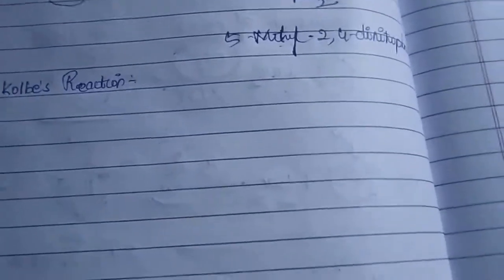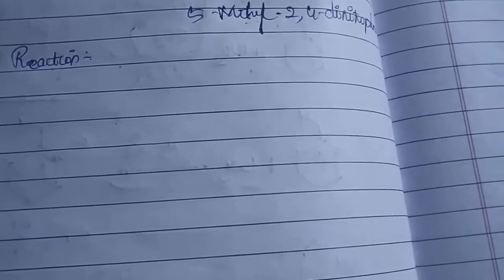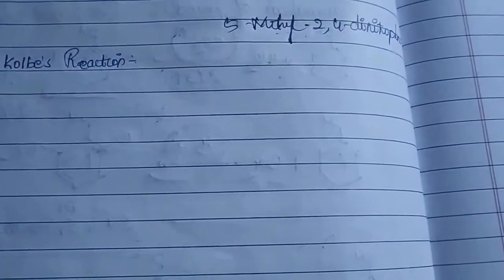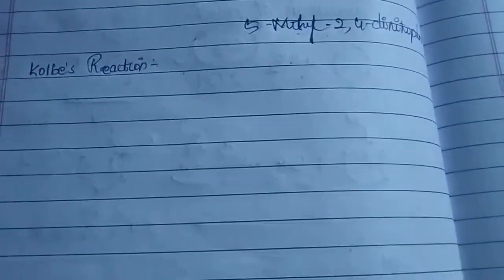So guys, in the previous video we saw the electrophilic substitution reactions of phenols. Today in this video we are going to see a continuation of the same concept, that is, electrophilic substitution reactions of phenols. In this video we are mainly going to see two important named reactions. One is called Kolbe's reaction, another is called the Reimer-Tiemann reaction. First, let us deal with Kolbe's reaction.